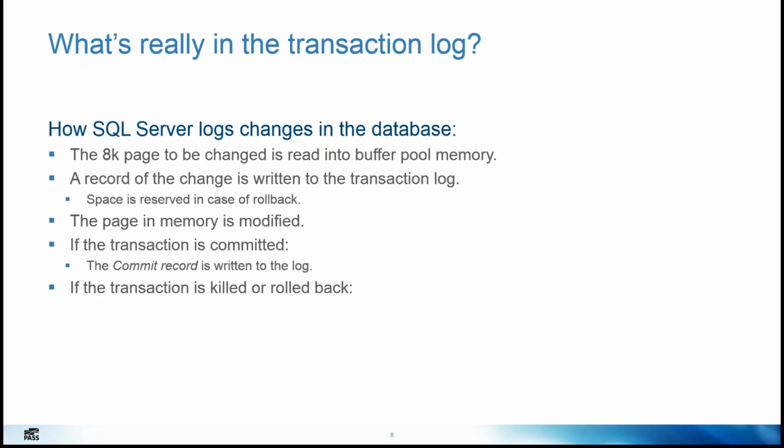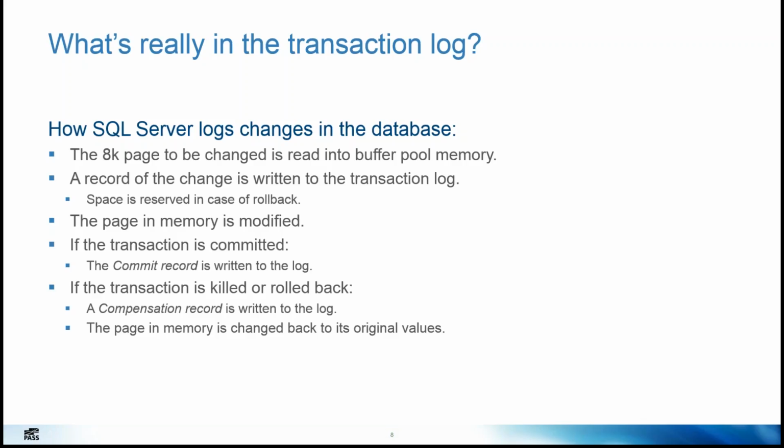Now, the other thing that can happen is if the transaction gets killed or rolls back for another reason, then we get what's called a compensation record written into the log. This is a record that says, okay, we're changing this page back to the original values. And then once that's done, the page in memory gets changed back to its original values, and we move on from there.